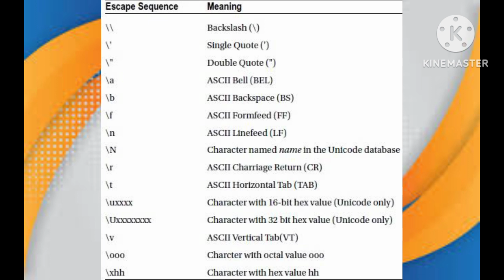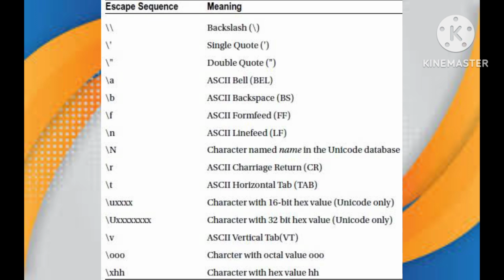Then our next escape sequence is backslash f. Backslash f is used for form feed. Then our next escape sequence is backslash n. Backslash n is used for new line. So friends, if we want to add a new line in our program, then we can give backslash n. Then our next escape sequence is backslash r. Backslash r is used for carriage return.